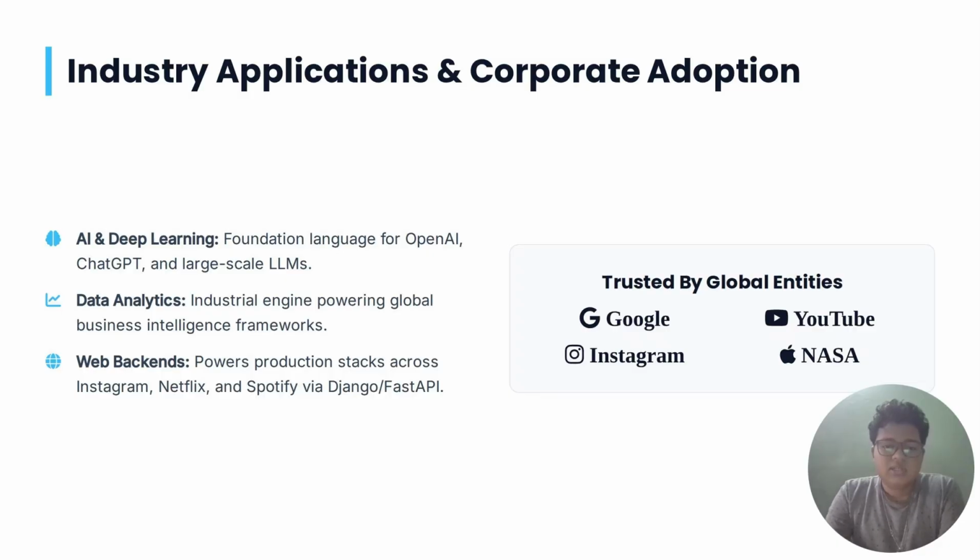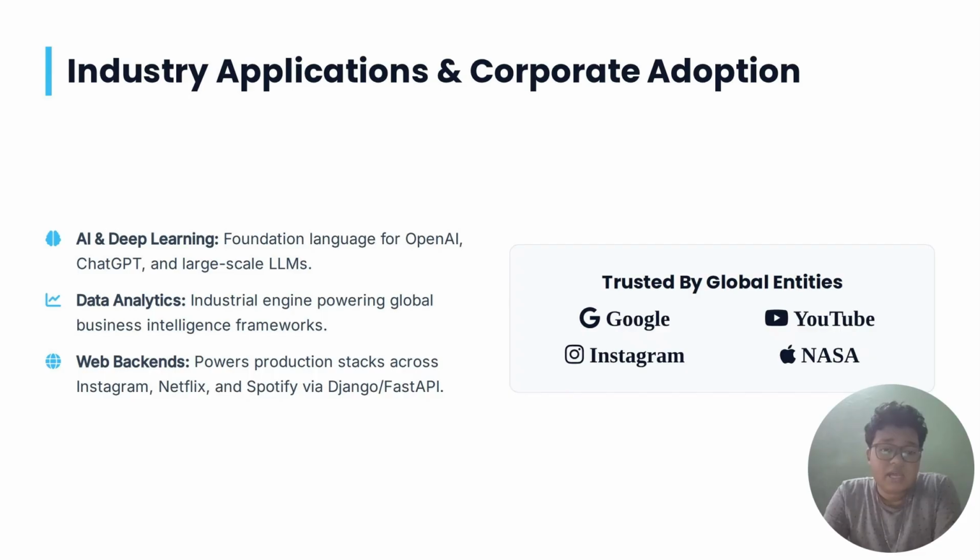Industry applications and corporate adoptions. Python is trusted by global entities like Google, YouTube, Instagram, and NASA. And it's very important. When companies this big are trusting a language, it has to be important. Otherwise, they wouldn't be trusting it.